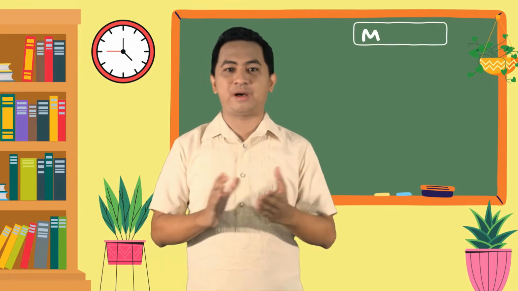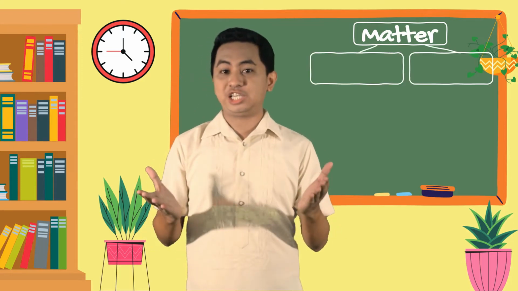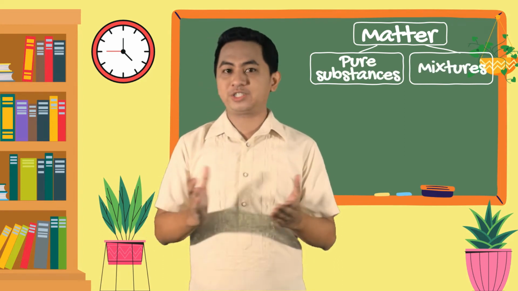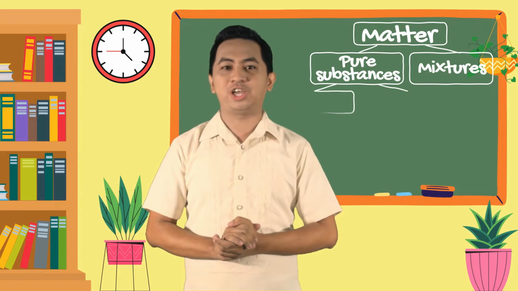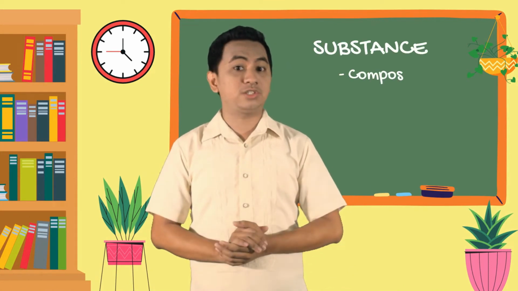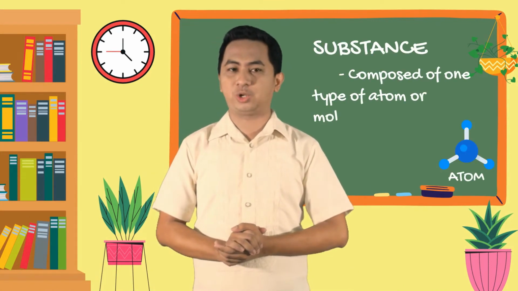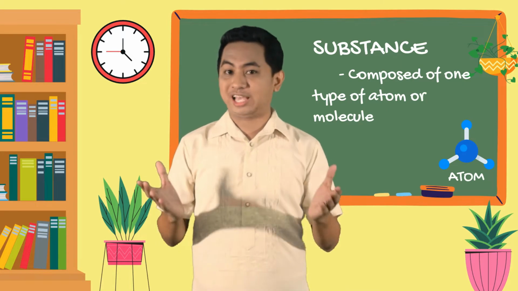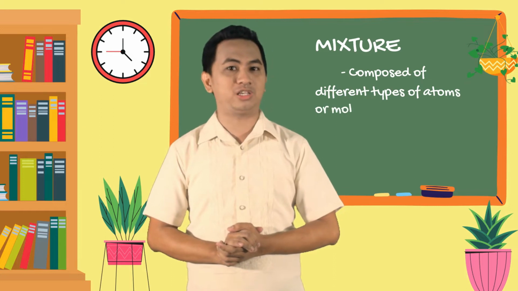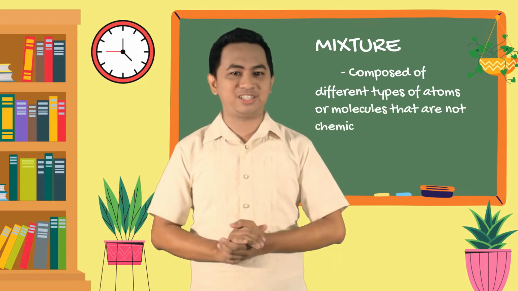Remember from your basics lesson that substances in matter are broken down into two categories. They can either be pure substances or mixtures. Pure substances are further broken down into elements and compounds. Any substance is composed of one type of atom or molecule, whereas mixtures are composed of different types of atoms or molecules that are not chemically bonded.